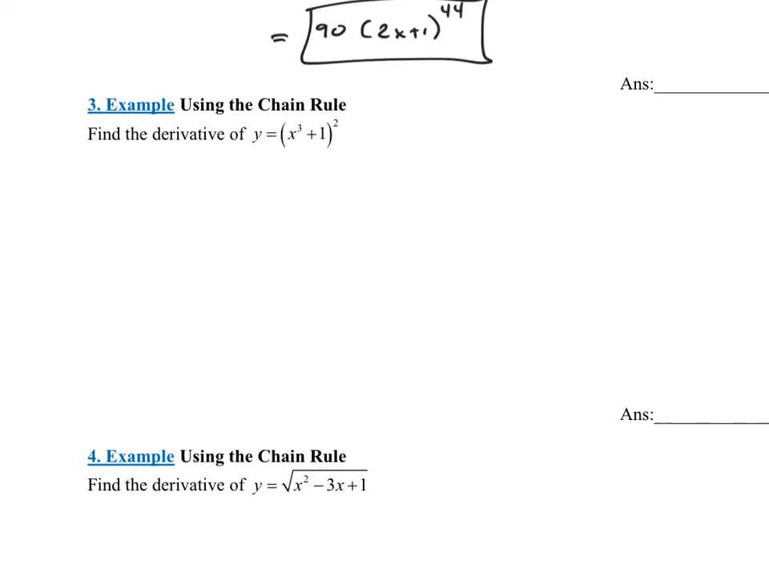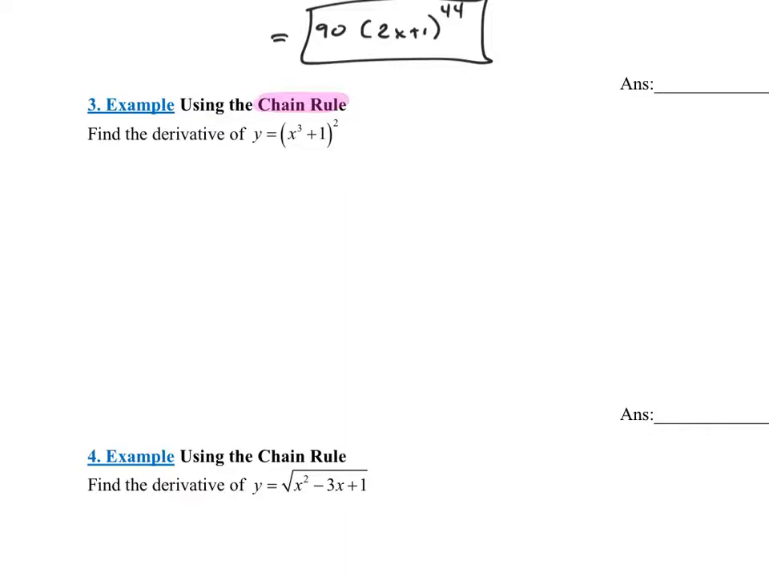Let's look at example 3. It says find the derivative of y equals x cubed plus 1 quantity squared. So if we were to find the derivative of this, we could use the chain rule. Well, it tells us we have to use the chain rule, so I'd go ahead and do that.